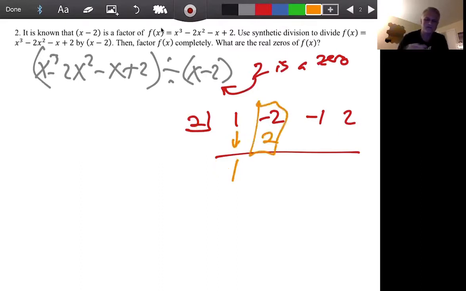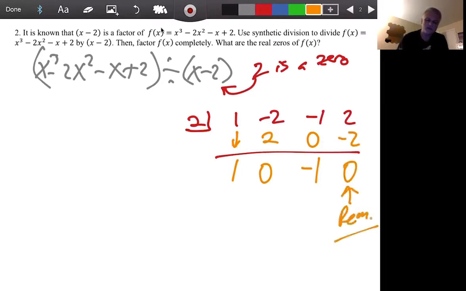Add vertically. Get 0. 2 times 0. We put your product right there. Add negative 1 plus 0. 2 times negative 1. Add, you got 0.